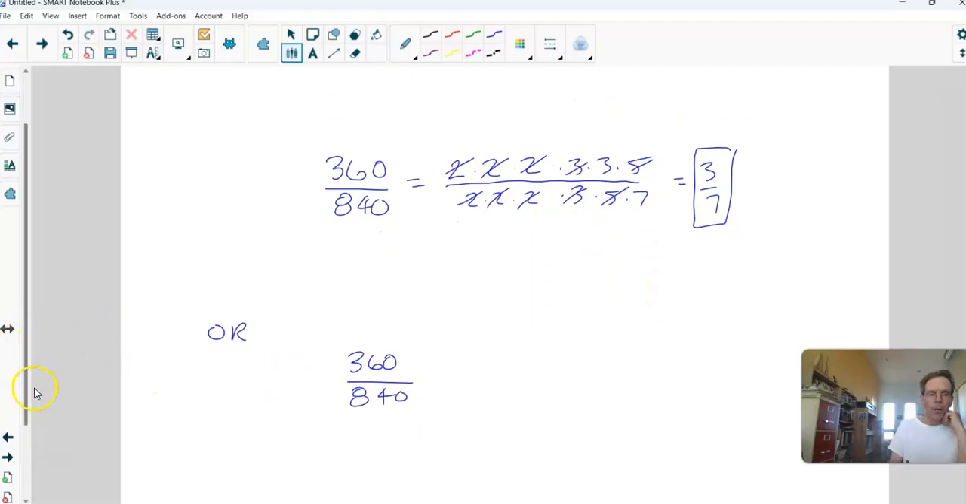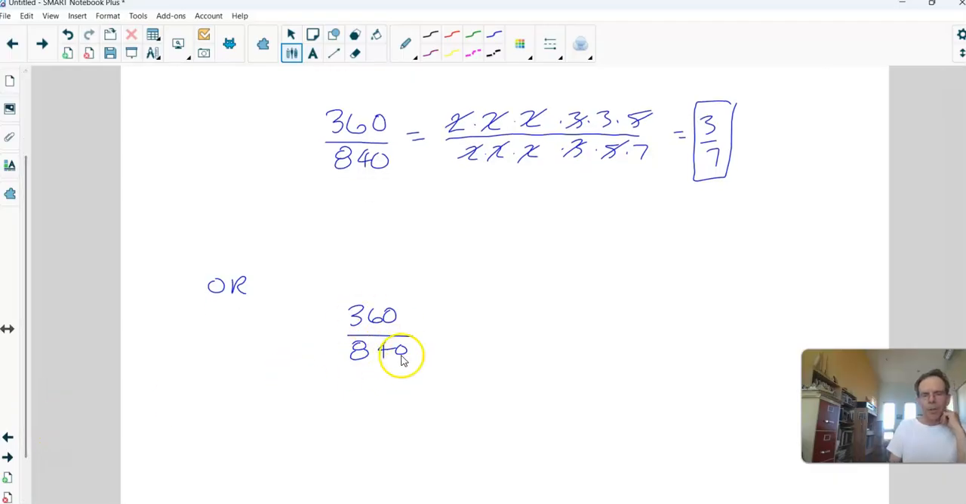Okay, let's do it another way. Looking at this fraction, we've got 0 as the last digit of both the numerator and the denominator. I'm just going to cross those zeros out. This is like dividing by what? By 10. If you divide 360 by 10 and 840 by 10, you get 36 over 84.